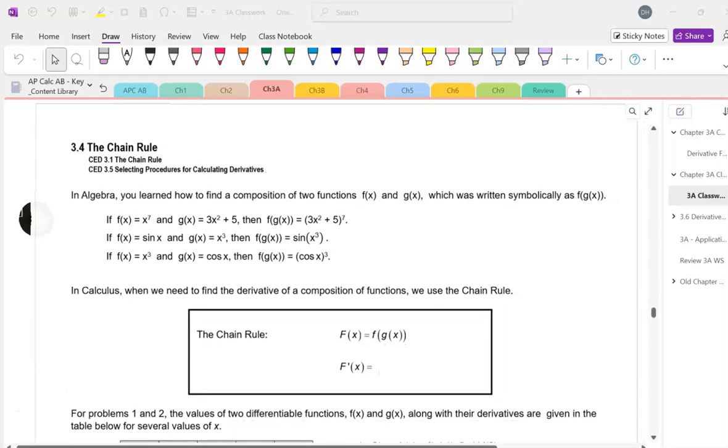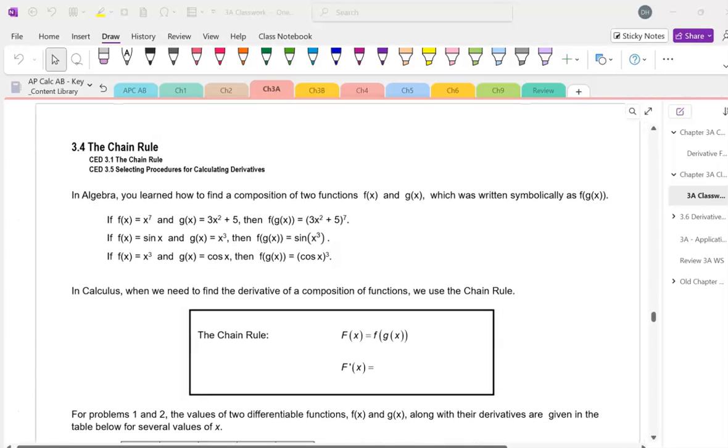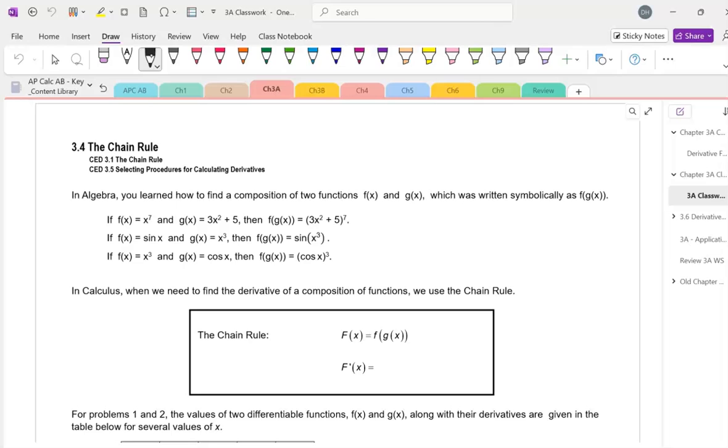In section 3.4, we have the introduction to the chain rule. So in algebra, as I'm going to read, you learn about composition of two functions, f and g. And this is where what we did in chapter 1 comes into play, because I was asking you guys in chapter 1 about the inside function and then the outside function.